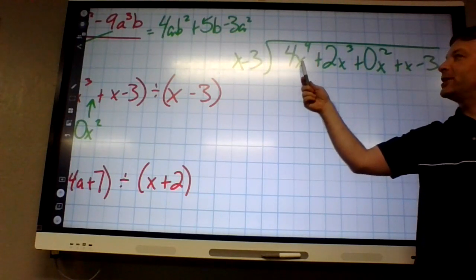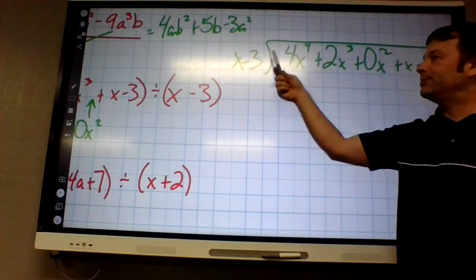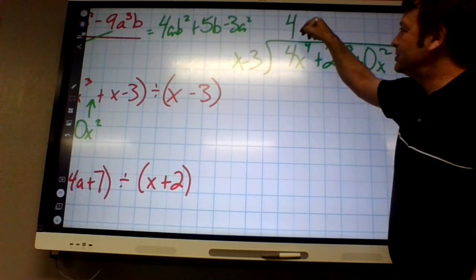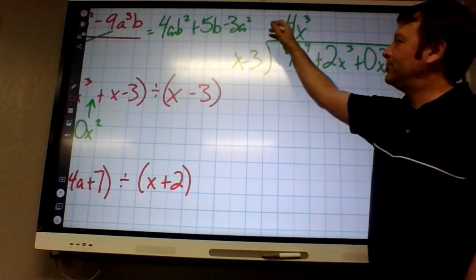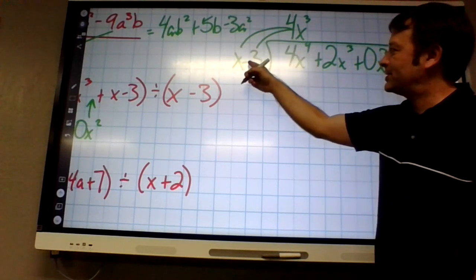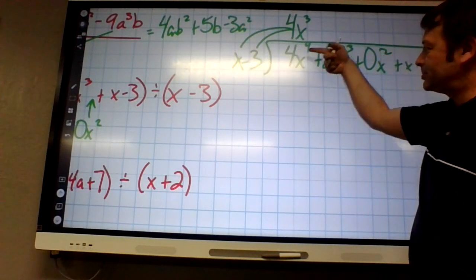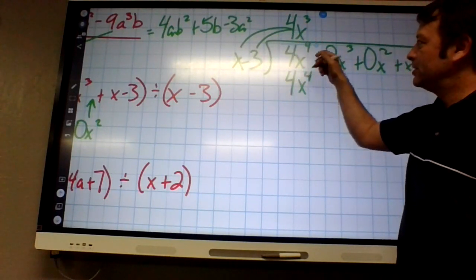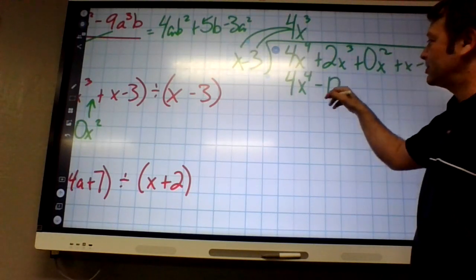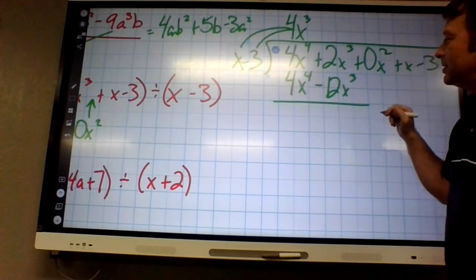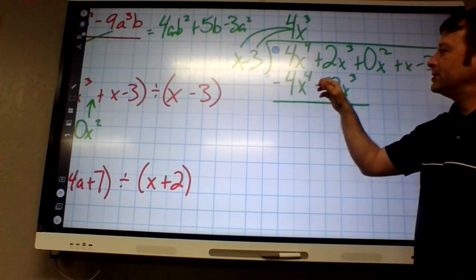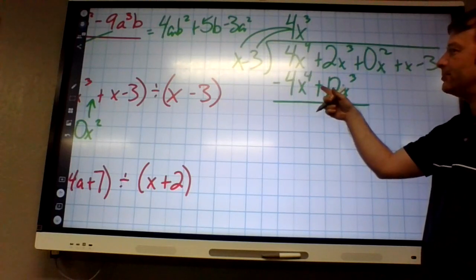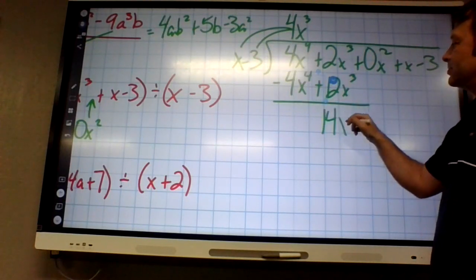Okay, so we got 4x to the 4th divided by x, or you could say x times what equals that? What's 4x to the 4th divided by x? 4x cubed, it just loses an x. Then you do distributive property: you multiply this times this, write it down here, and subtract. 4x cubed times x is 4x to the 4th. 4x cubed times minus 3 is minus 12x cubed. And we're subtracting the bottom line, so the minuses become a plus. We get 14x cubed.